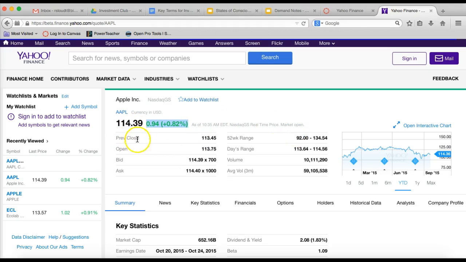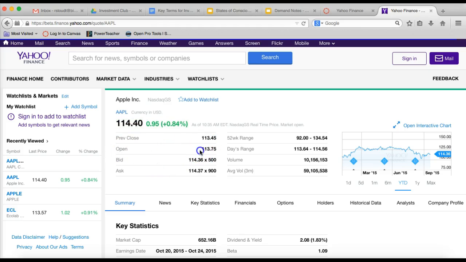So the previous close tells you that Friday's closing price of Apple was 113.45. And so far right now, the stock is up 95 cents, which is a gain of 0.84%. So it gives you an idea of where it's at compared to, for example, Friday, because I'm looking at this on a Monday.